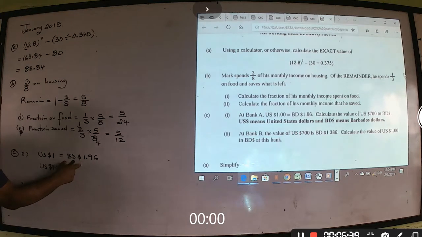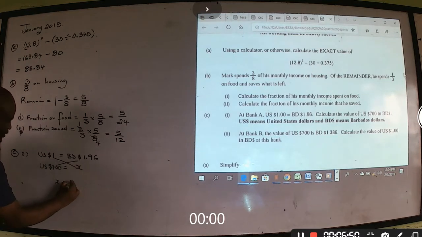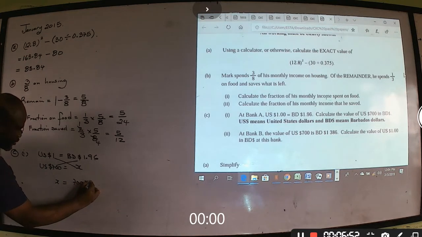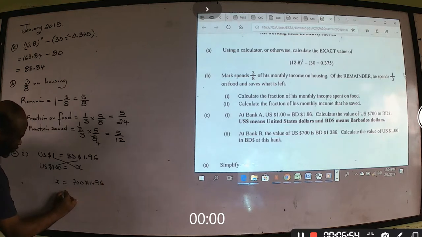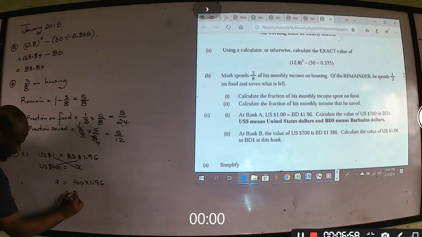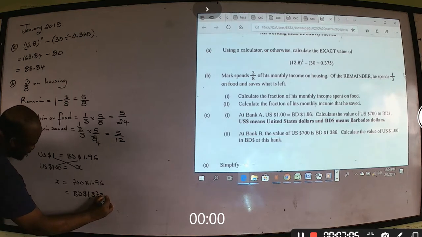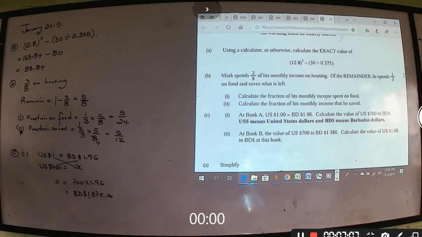I don't know the Barbados equivalent, so I would call it x. And then I would cross multiply. 1 times x is equal to 700 times 1.96. Multiply and tell me what you get. Barbados $1,372. Did you get it? Yes, sir.